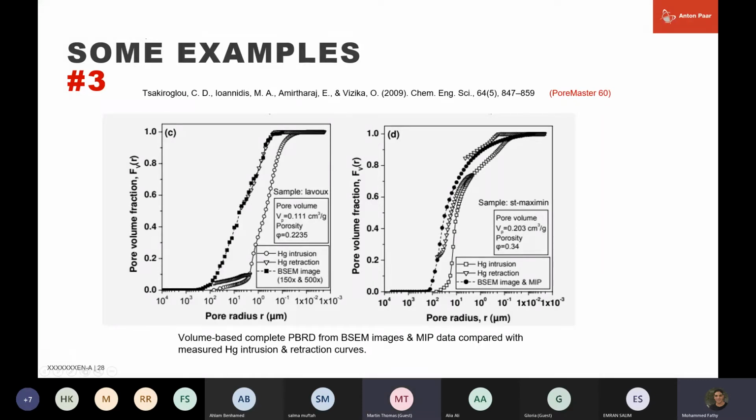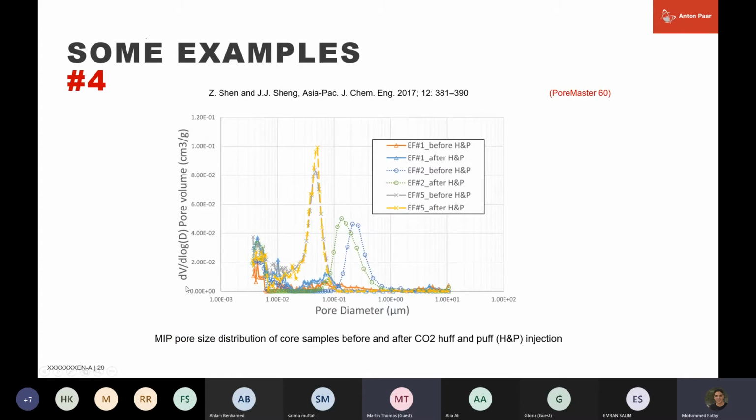Okay, let's see example number 4. Just some different samples. These are shales, and I show this because it's basically fracking. They fracked the shale in the lab by doing what they call huff and puff with CO2. So pressurize the CO2, let the pressure down and fracture that way, a sort of explosive decompression. And you can see, hopefully, the befores and afters in terms of the change in the pore size distribution. So this is obvious here.